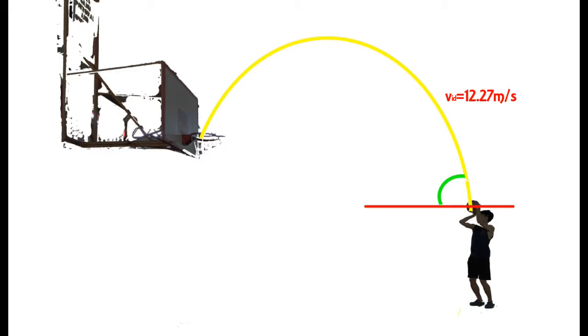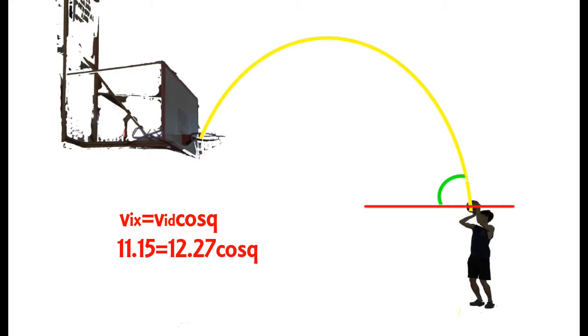To determine the angle of projectile motion, we can use the equation: initial velocity in the x direction is equal to initial velocity in the diagonal direction times cosine theta. Plugging in all the data we know, 11.15 meters per second is equal to 12.27 meters per second times cosine theta. Angle theta is equal to 12.99 degrees.